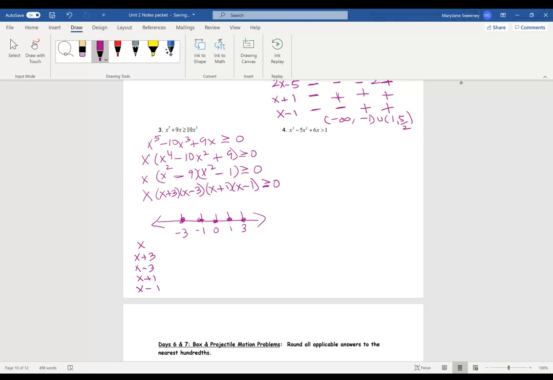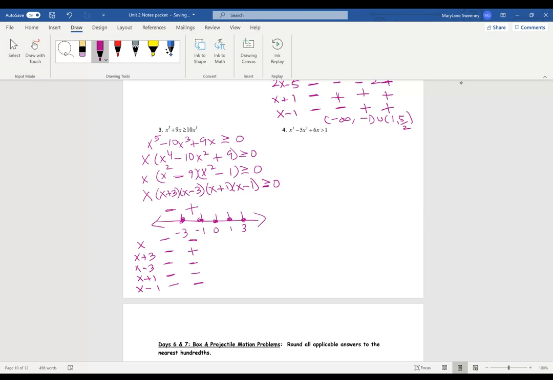So to the left of -3, I pick -4. If I put a -4 in for x here, that's negative. -4 in for x in the second factor, negative, negative, negative, negative. I have 5 negatives, which gives me a negative. Putting -2 in, so I got to pick something between -3 and -1. -2 in here is positive. -2 in the third factor is negative, negative, negative. 4 negatives make a positive times a positive, which is positive.